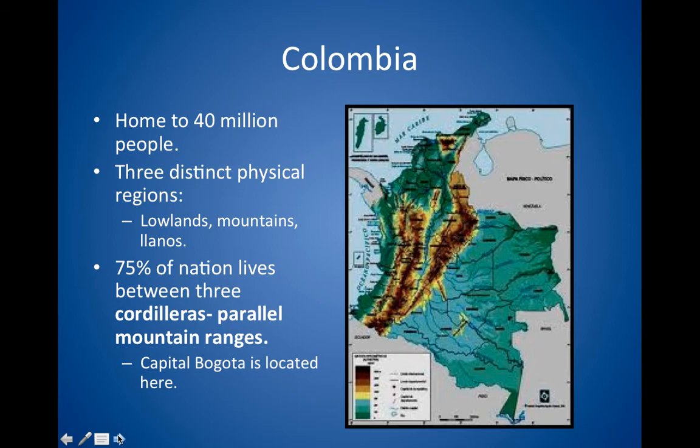Now in the country of Colombia, it's named after Christopher Columbus. It's the only country in South America that borders both the Caribbean Sea and the Pacific Ocean.